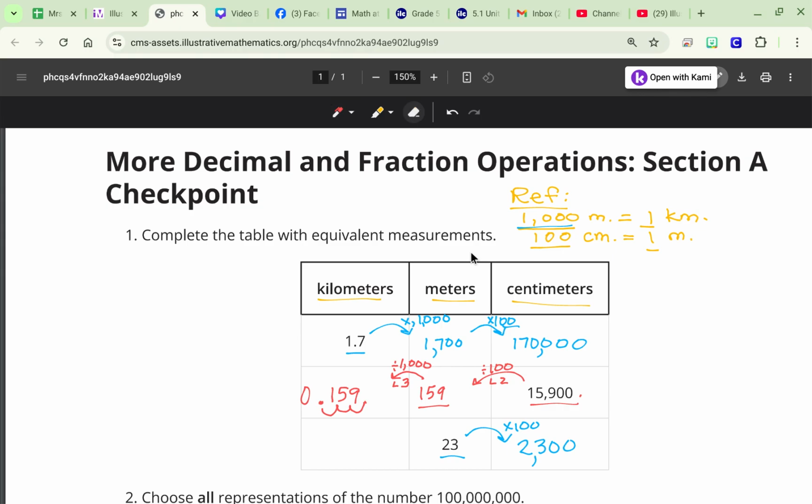I like to put it there because now look, it's very clear that that is a decimal number, 159 thousandths. There's one more conversion that we're going to be completing in this chart. We're going to take this from 23 meters to kilometers. So once again, we're going to be dividing by 1,000.